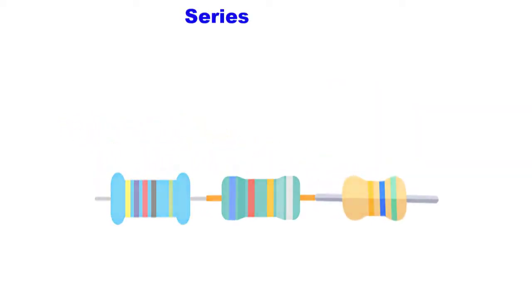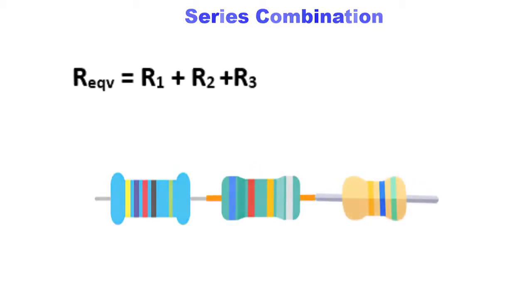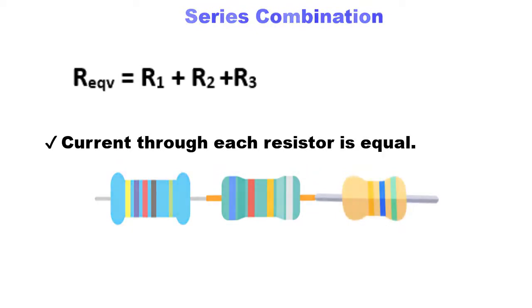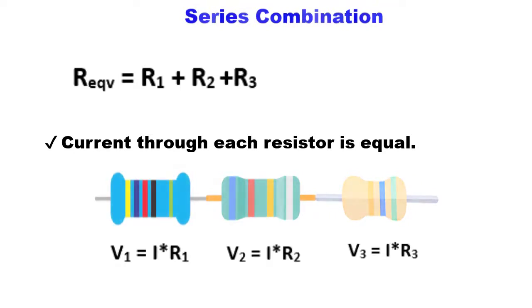When resistors are connected in series, as you can see in the drawing, you can calculate the equivalent resistance by summing up all the individual resistance values. Mathematically it's written this way. Current through each resistor is equal. So, we can calculate the voltage drop across each individual resistor using Ohm's law. The voltage drop across the ends of the network is simply the sum of all voltage drops.